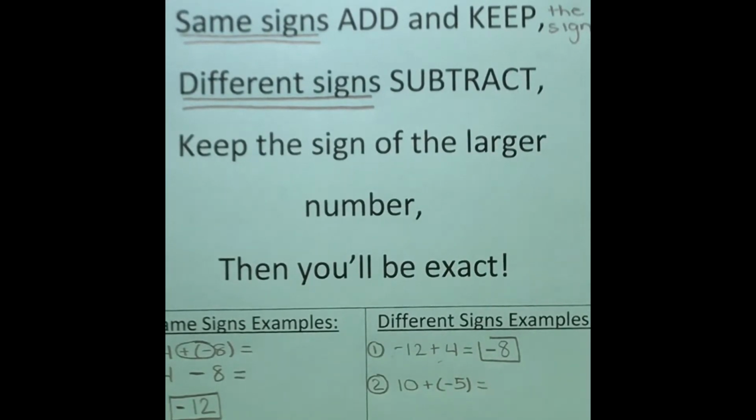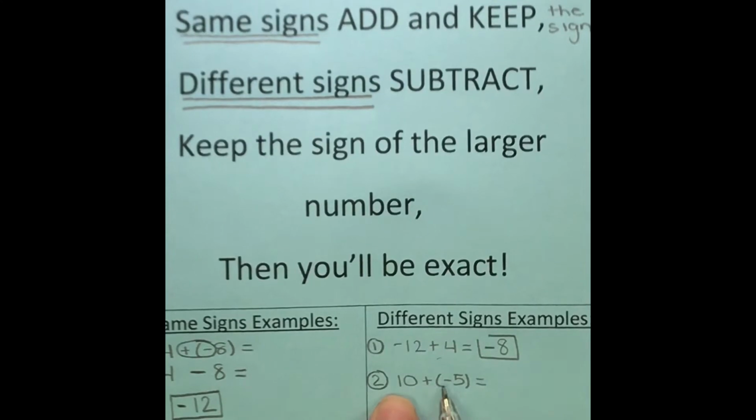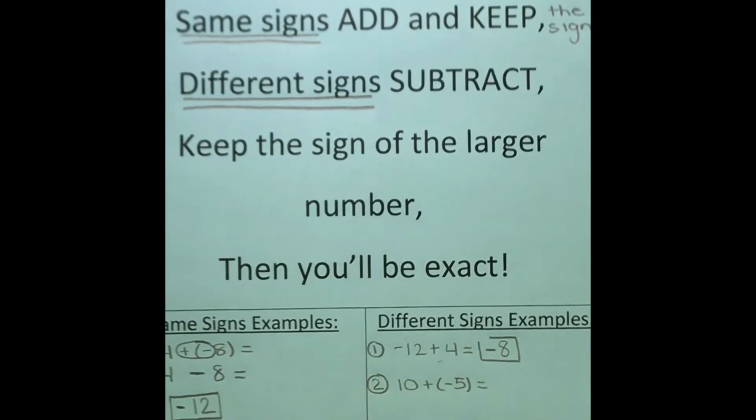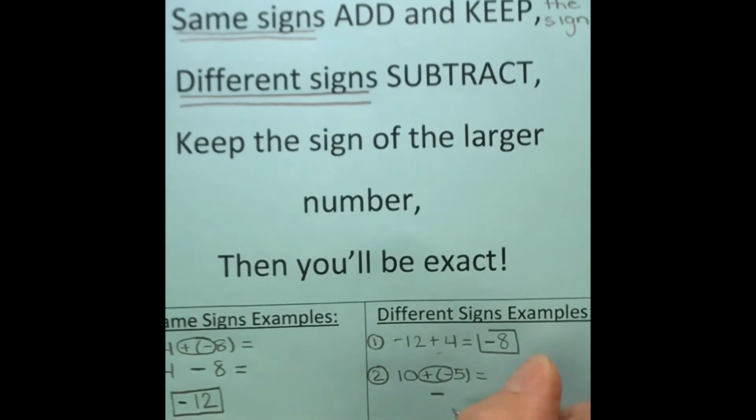Okay, step 1, check for 2 signs in between the numbers. In between the 10 and the 5, I have 2 signs. I have a plus sign and a negative sign. You can't have 2 signs. So remember, the negative outweighs the positive. They become a minus sign.